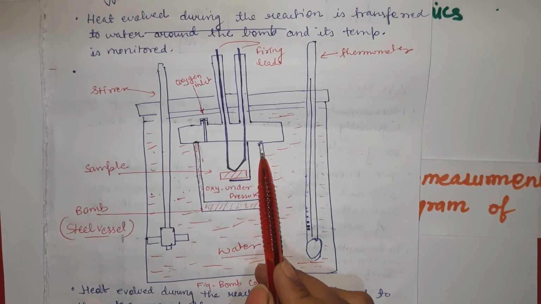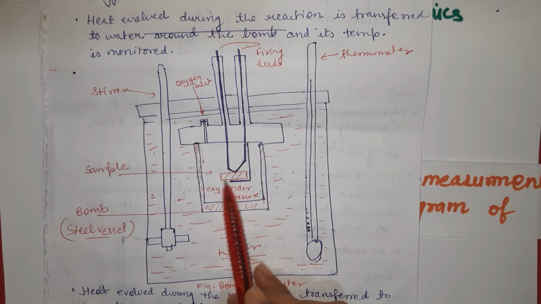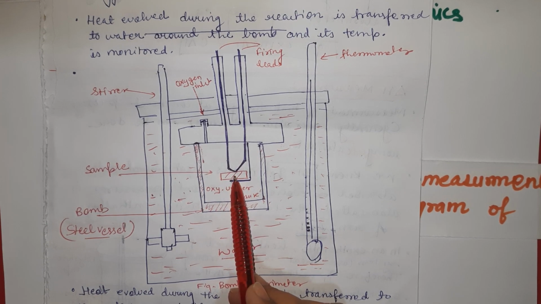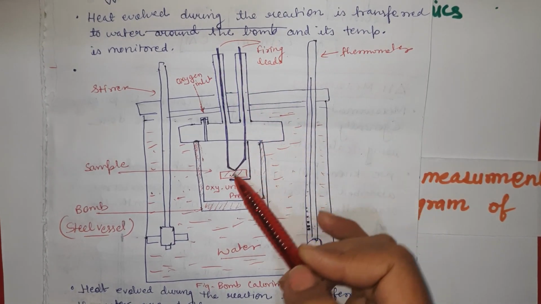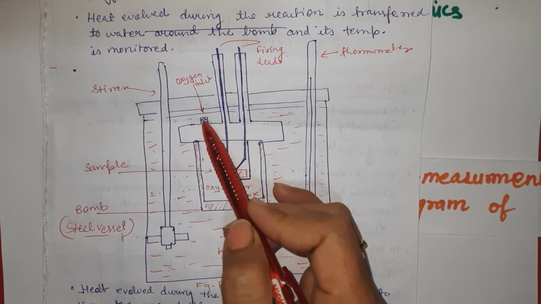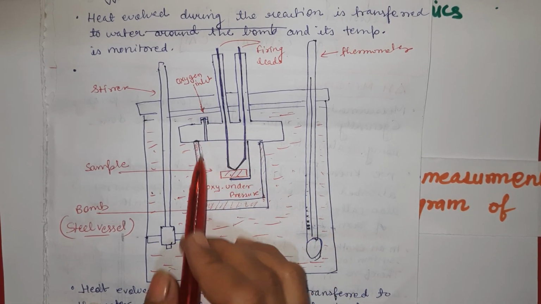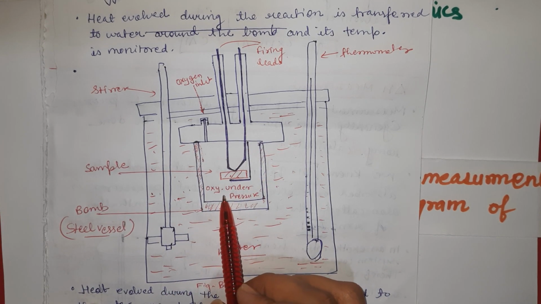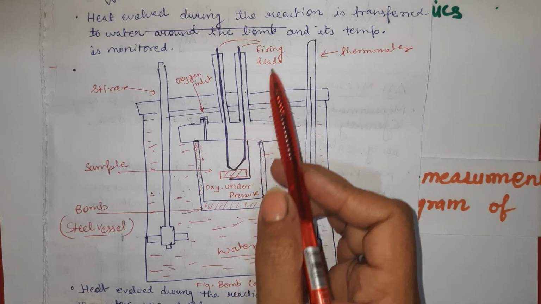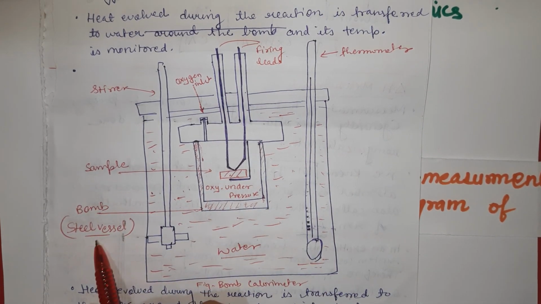In this steel vessel, there is a sample. This sample is a combustible sample. We can burn it, and to burn this sample, two firing leads are attached to the sample. One oxygen inlet is here. From here, oxygen will be pushed inside. So firing leads, oxygen inlet, and sample are present inside the steel vessel.